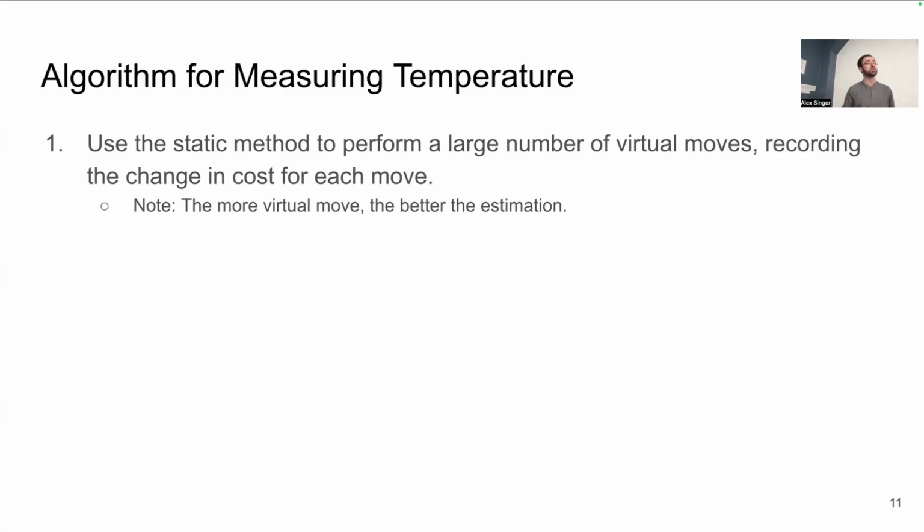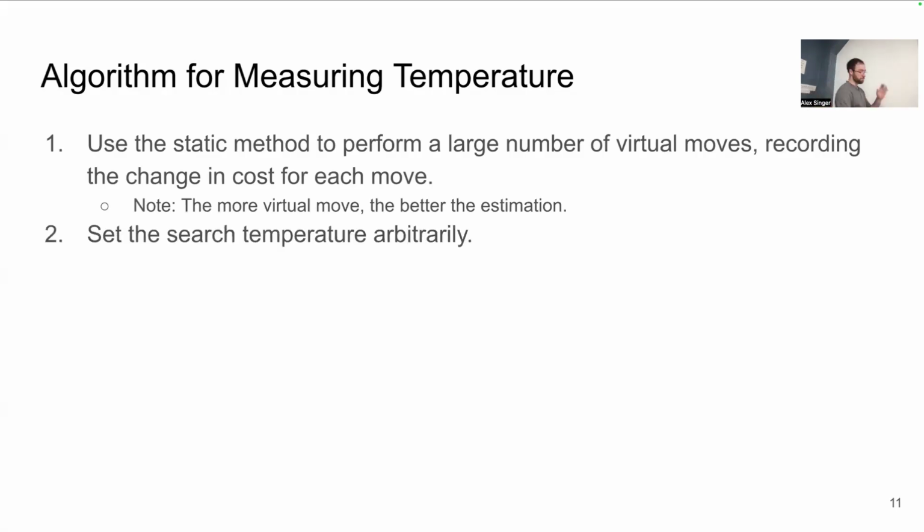Now, they say in the paper 10 to the 4, 10 to the 5. We found in VTR we do about the number of blocks to the power of 1/3 or something like that. There's some equation you can do, but the idea is that you want to do a lot of these so that you can get a good estimation.